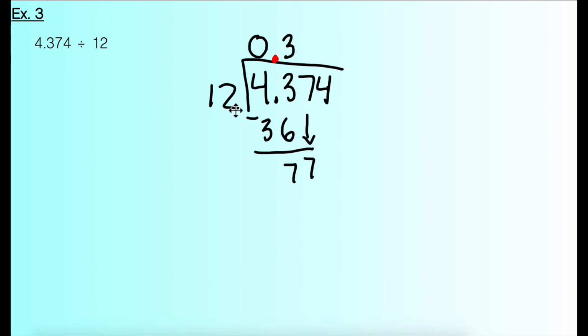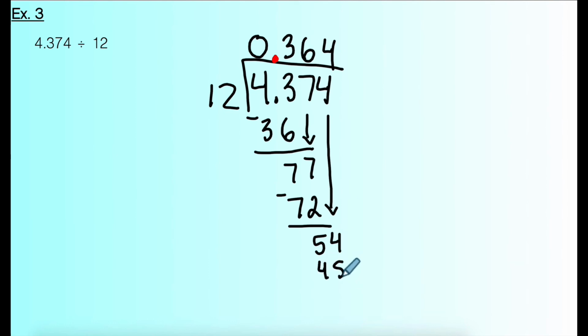And here we go. Can 12 go into 77? Yes, it can. It can go in 6 times. 6 times 12 is 72. Subtract: 77 minus 72 is 5. I'm going to bring down this 4. All right. Can 12 go into 54? Certainly. It can go in 4 times. 12 times 4 is 48. I'm going to subtract. 54 minus 48 is 6.